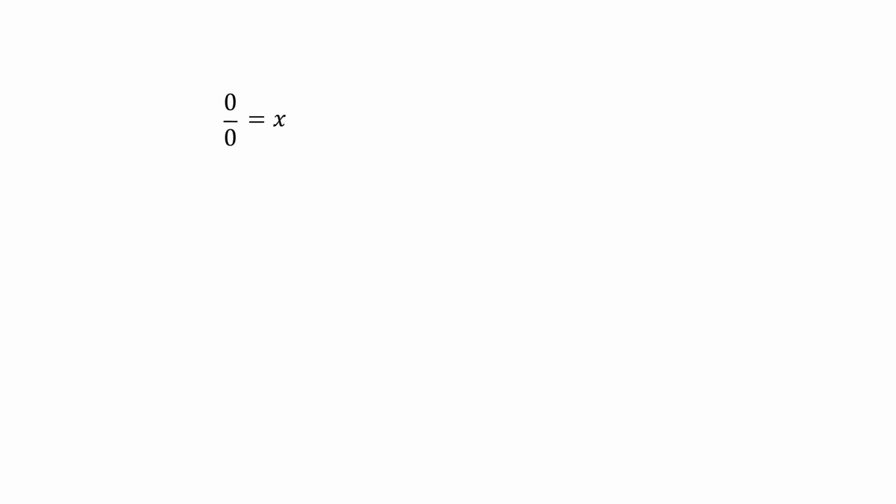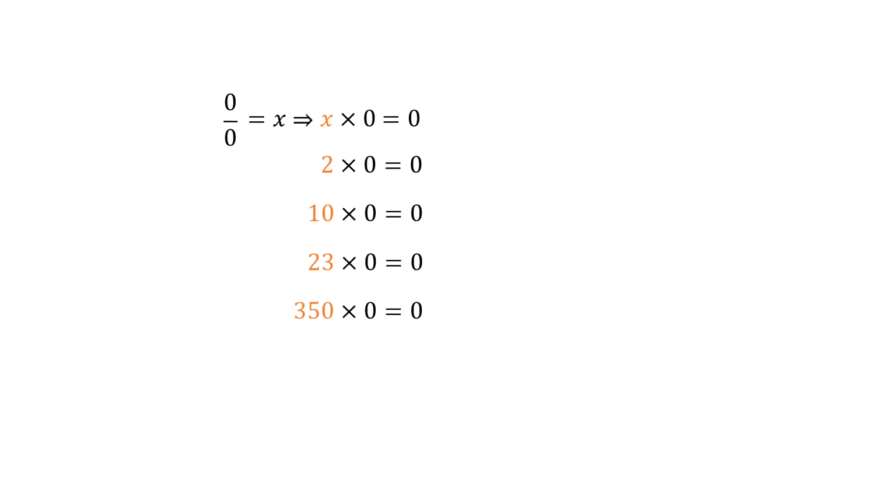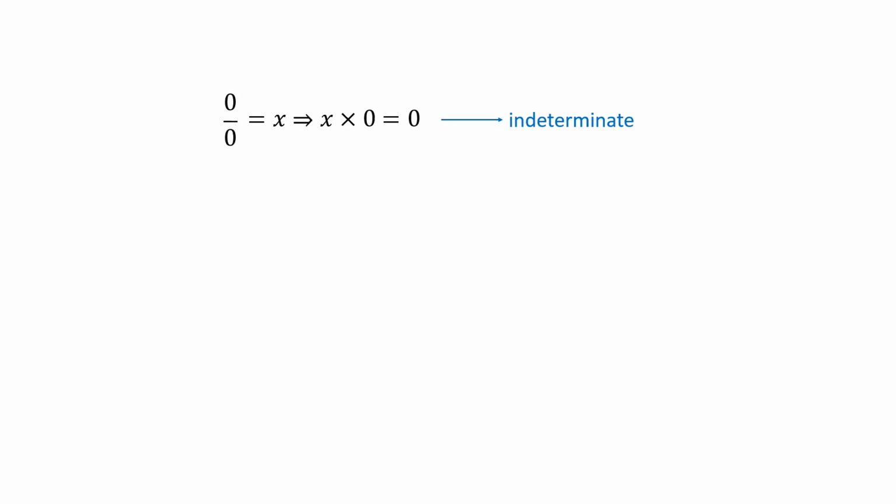Basically, we're looking for a number that, when multiplied by 0, gives 0. But that could be any number. That's why we say the result is indeterminate. There's no single answer. Now, instead of dividing 0 by 0, let's try dividing some number by 0. In this case, we are finding a number that, when multiplied by 0, gives y. But, as we have seen, 0 times any number is always 0. It's impossible. Or, in other words, it's undefined.